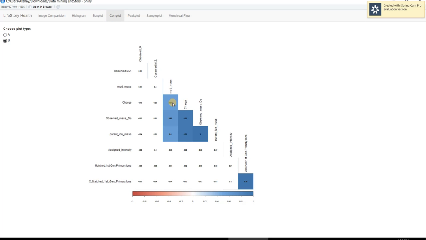Option 2 shows that the parent ion mass is highly correlated to charge, as the parent ion may be a molecular ion or an electrically charged fragment of a molecular ion. The number of electrons or the charge removed affects the mass of the parent ion. Also, we can see that the parent ion mass is significantly correlated to modified mass.